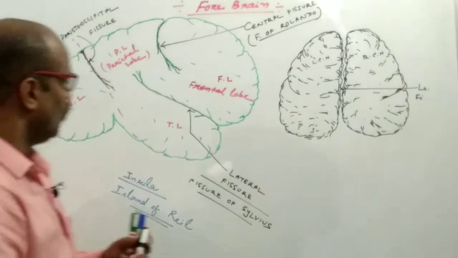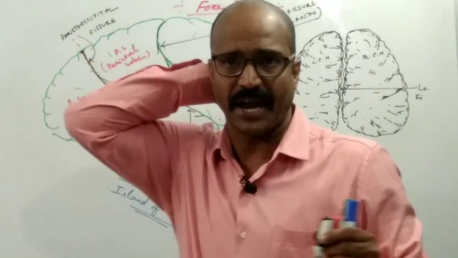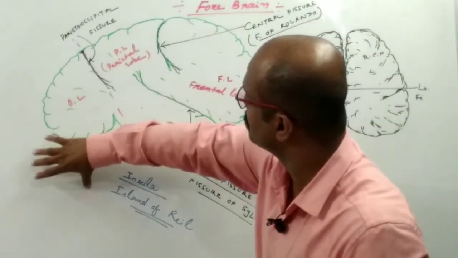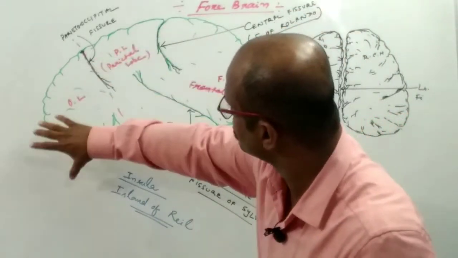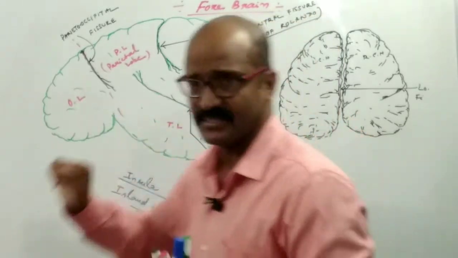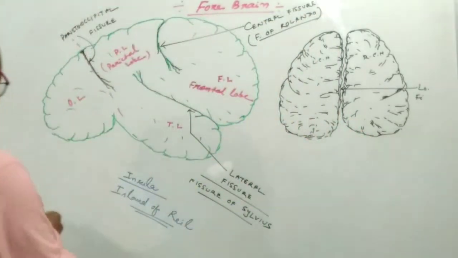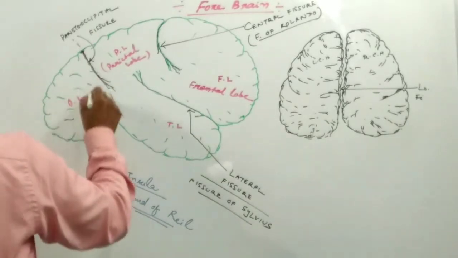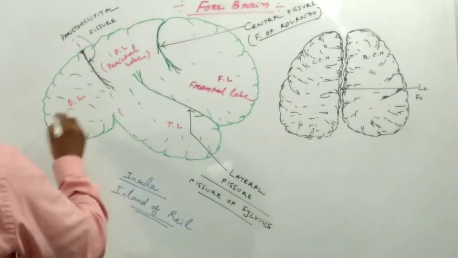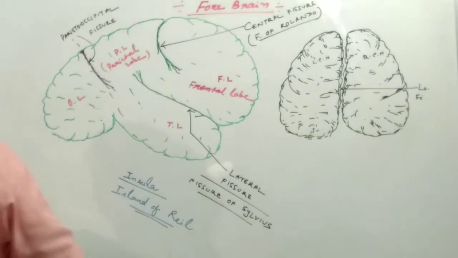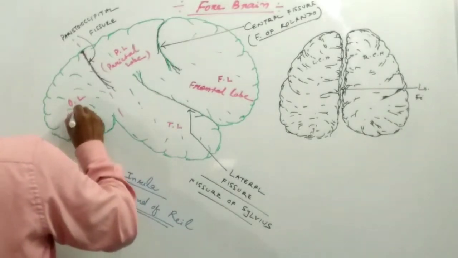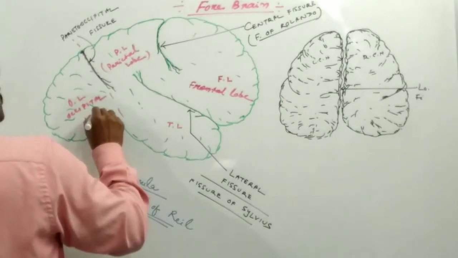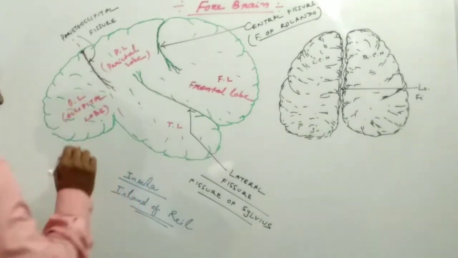The occipital lobe is present on the posterior side of the brain. So this is the frontal region and this is the posterior region. The posterior portion of the brain has the occipital lobe. This is the occipital lobe, present at the posterior side of the brain.